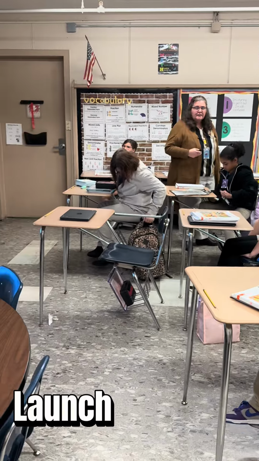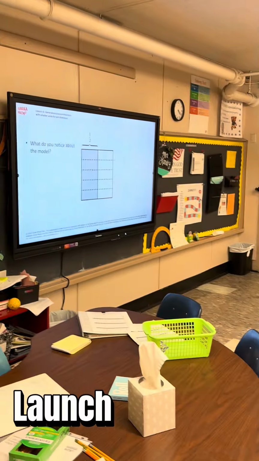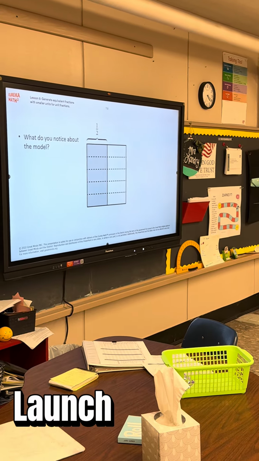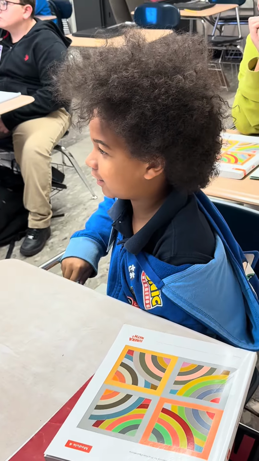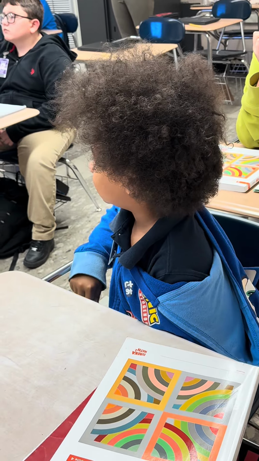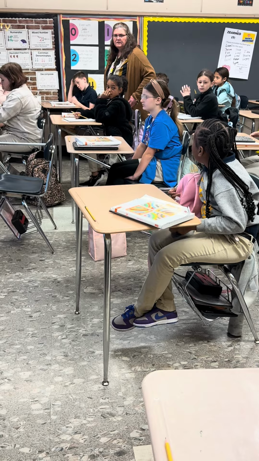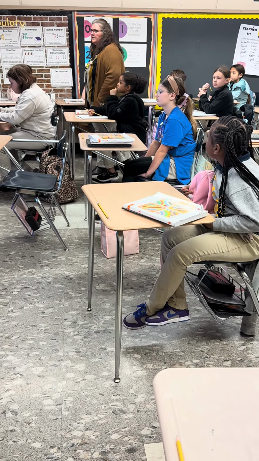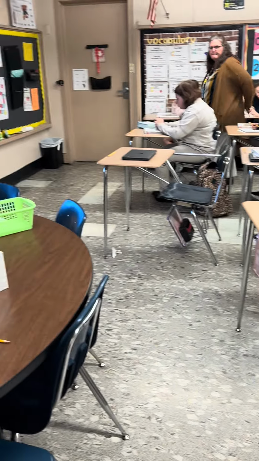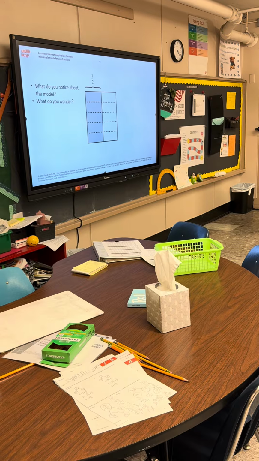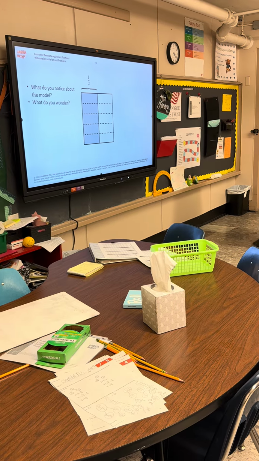What do you notice about the model? So there's a fraction model up there. What do you notice about it? It looks like it was first 1/2. Okay, so you see 1/2 on there? What is equivalent to 1/2. Okay. What do you wonder about the model? Micah? Why they broke the model up? So why did they break up the model like they did?